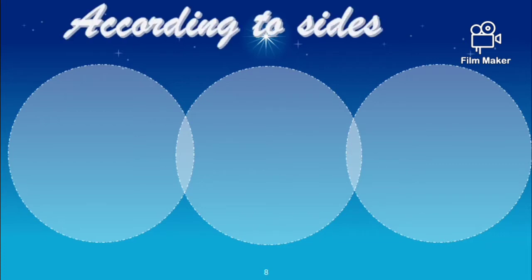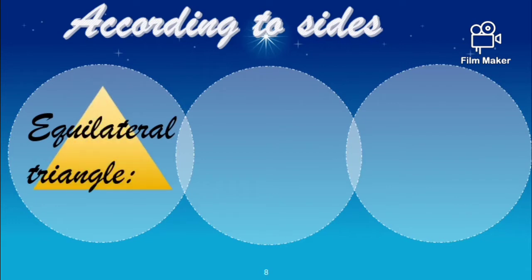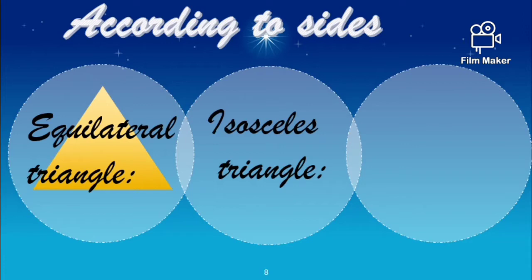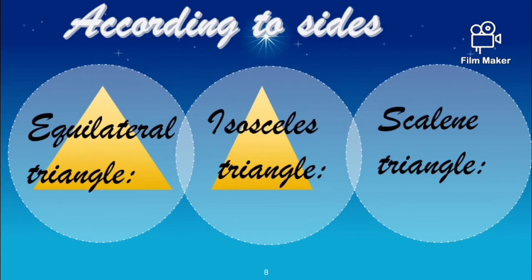First we categorize a triangle according to their sides. The first type of triangle according to their side is equilateral triangle. The second type of triangle according to their side is isosceles triangle. And the third type of triangle is called scalene triangle. Now we are going to discuss the three types of triangle according to their sides in detail.